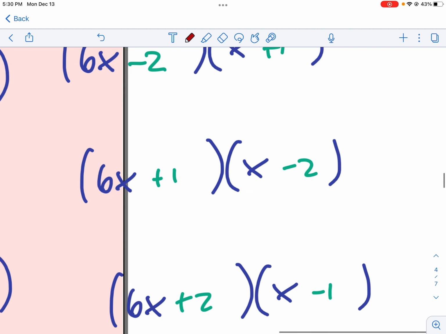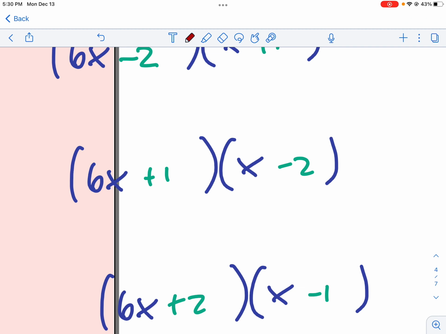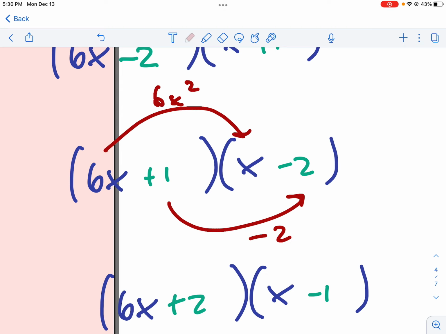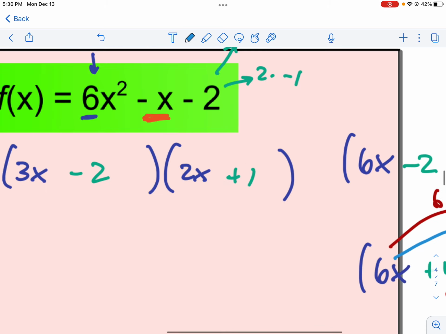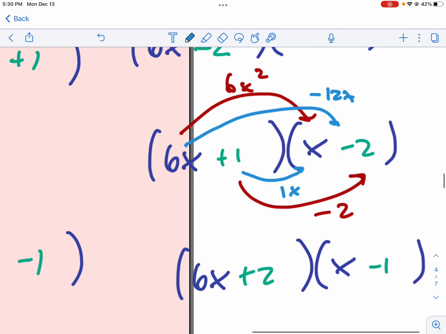Let's try the same thing, but what if I made the 6x and x instead? Here's 6x squared. Here's negative 2, so we're good on that front. This connection would be negative 12x. That's going to be way too big already. Plus 1x, that one's not going to work, right? That would be negative 11x, but I only want negative 1x. So this one is out of here.